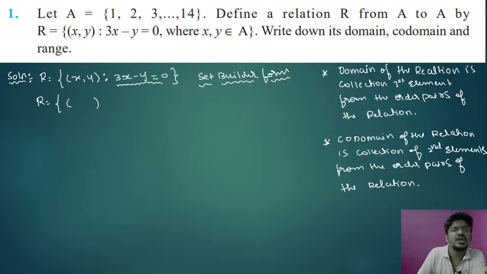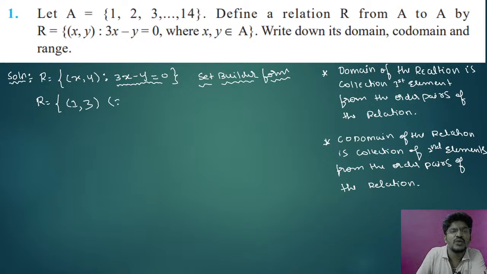See here, if I take x value as 1, what will be the value of y? 3 into 1 is 3. If I put y as 3, 3 minus 3 is 0. So if I put x value as 1, 3 into 1 is 3, minus 3 will be equal to 0. Therefore, (1, 3) is the first ordered pair. See the second ordered pair.